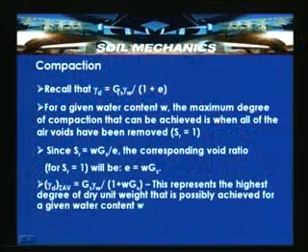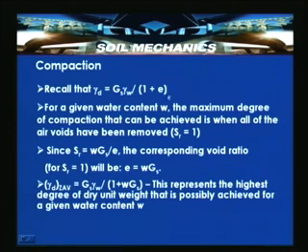So, recall that we are just going into the analysis of this compaction curve. Recall that we knew gamma D is equal to Gs gamma W by 1 plus e. We have derived this for dry soil, that is two-phase soil, gamma D is equal to Gs gamma W by 1 plus e. So, for a given water content W, the maximum degree of compaction that can be achieved is when all of the air voids have been removed.